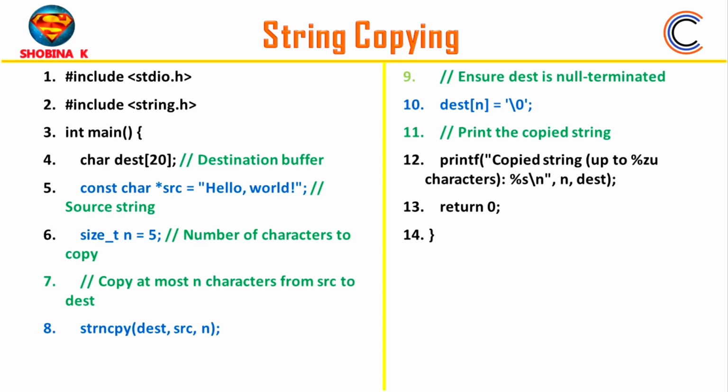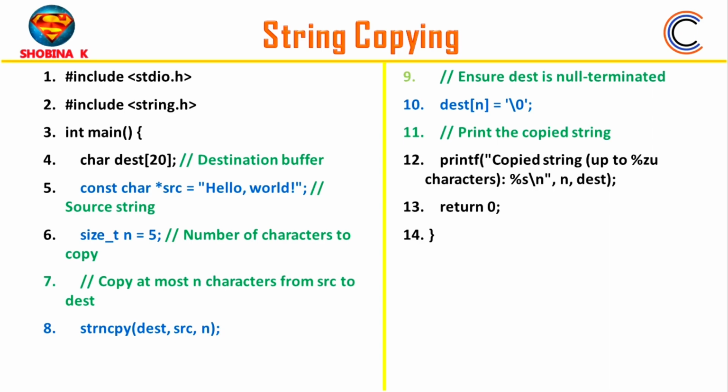And then string copying. The strncpy function is called to copy at most n characters from the source string src to the destination buffer dest. If src contains fewer than n characters, null bytes will be appended to dest to ensure that it is null terminated. If src contains more than n characters, only the first n characters will be copied to dest. The strncpy function does not guarantee null termination if the length of src is greater than n. So we manually add the null terminator at the nth position of dest.